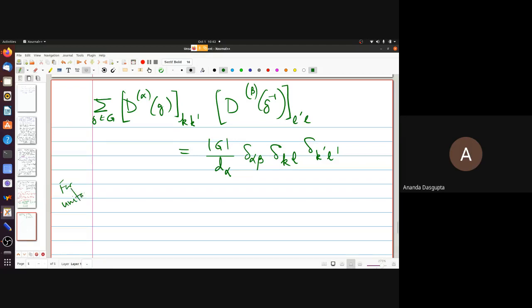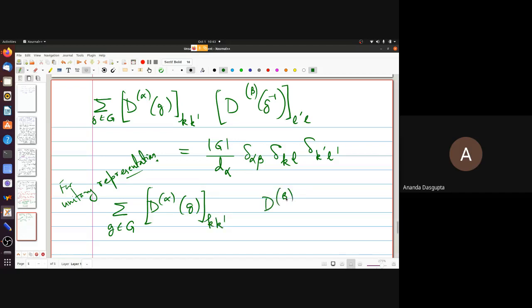for unitary representations, so far these are statements about any representations. For unitary representations, you actually go a bit further, simply because these are, of course, statements about d alpha g specific elements times d beta g inverse specific elements. If it's a unitary representation, then what is d beta g inverse for a unitary representation?